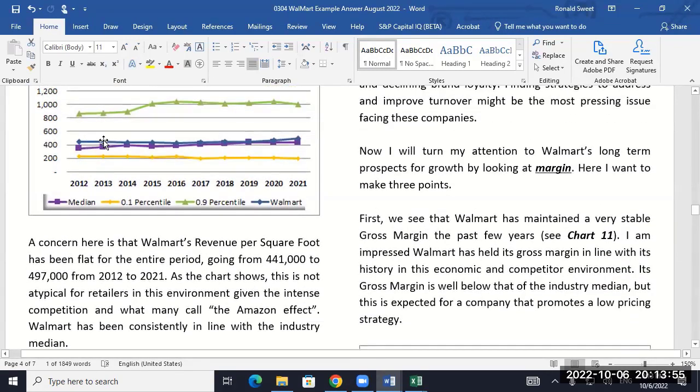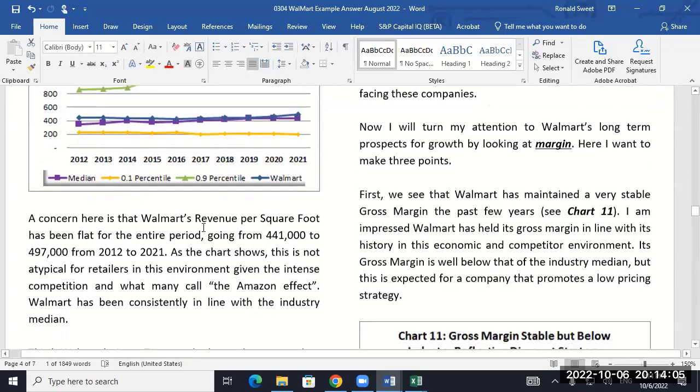So Walmart's been just really, really flat. And here they shouldn't be flat. They should be going up with inflation. So that makes me a little bit nervous. Why is that such a flat number?